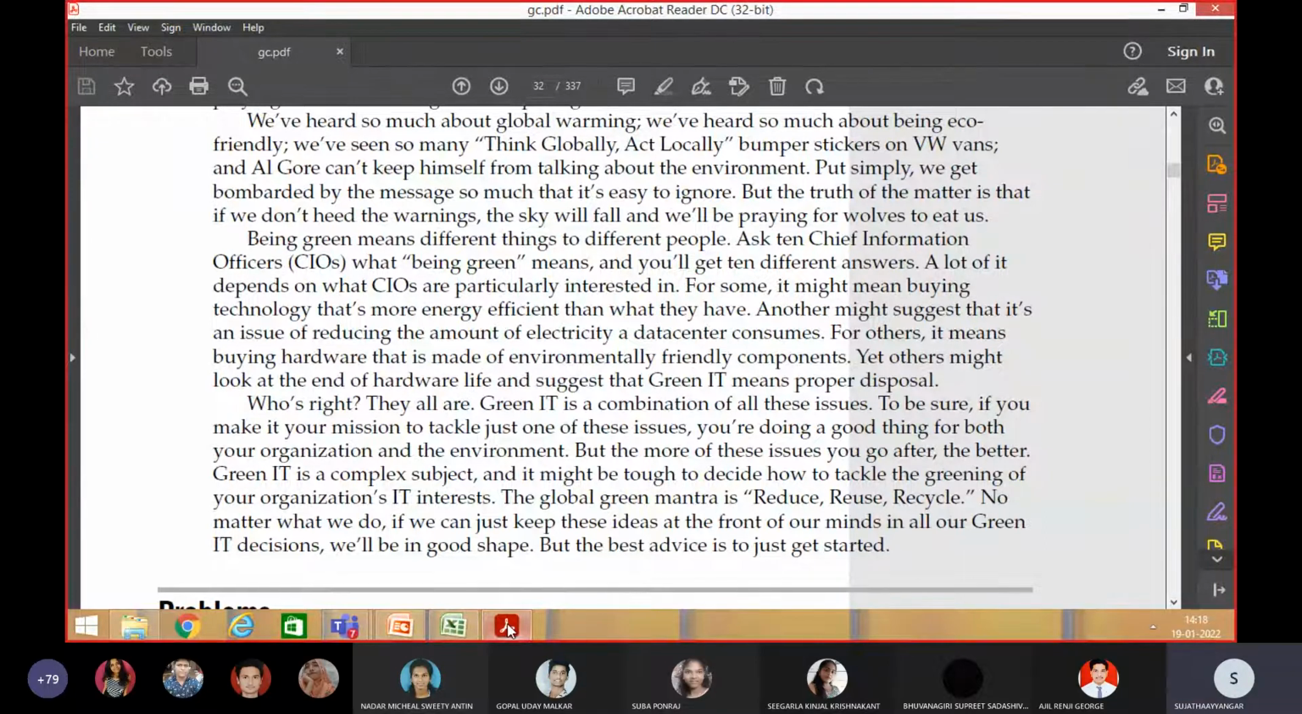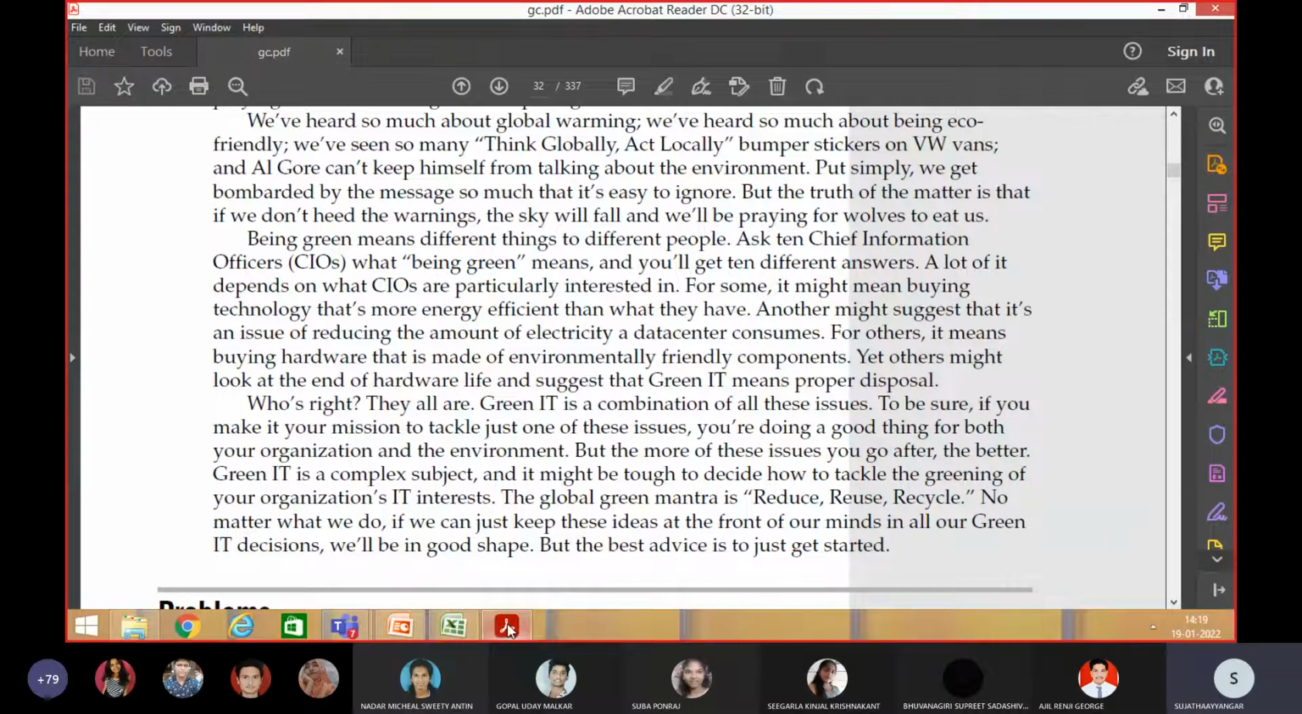If anything is repeatedly said to you all, we will ignore it, but we must not ignore. Being green means different things to different people. Ask 10 chief information officers what being green means, and you will get 10 different answers. A lot of it depends on what CIOs are particularly interested in.